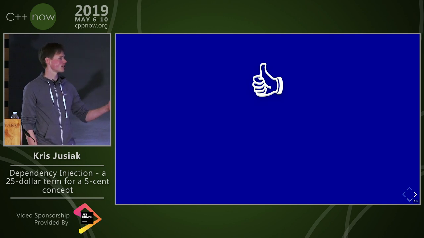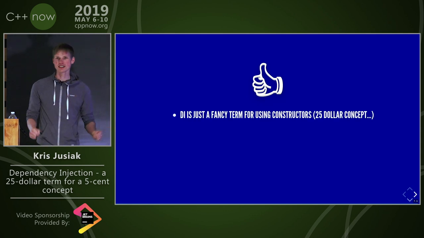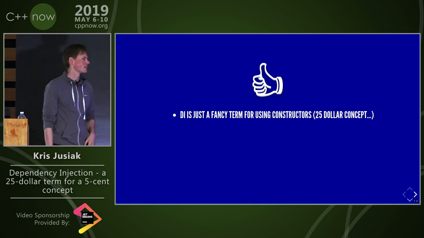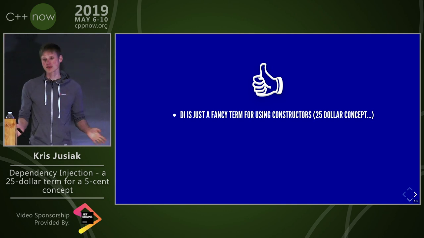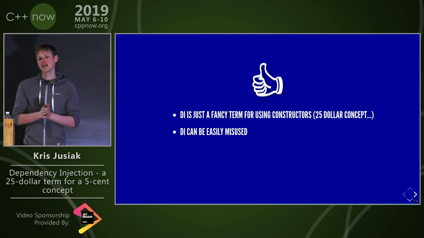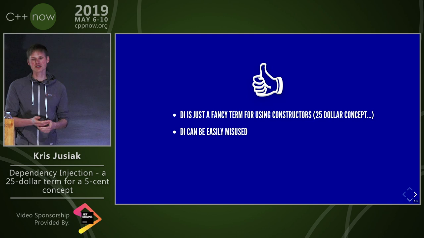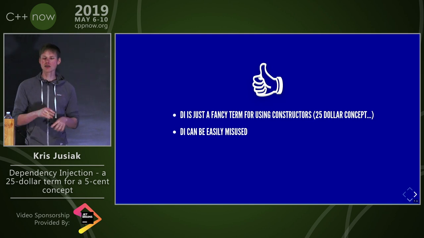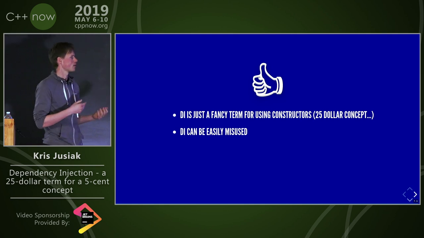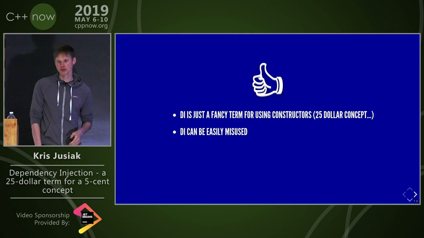Just to sum up the main part of the talk, because we have about one minute left. DI is just a fancy term for constructors. As I pointed out, it's a $25 concept for a 5 cent term. It's very simple. If we follow it, however, we can still screw it up. It can be easily misused. It's often the case that we carry the dependencies around, or we don't do it right, or we assume it has to be object-oriented design and stuff like that. All of that makes DI really difficult to cope with when misused. So let's not do that. And I hope the talk helped a bit with doing it right.